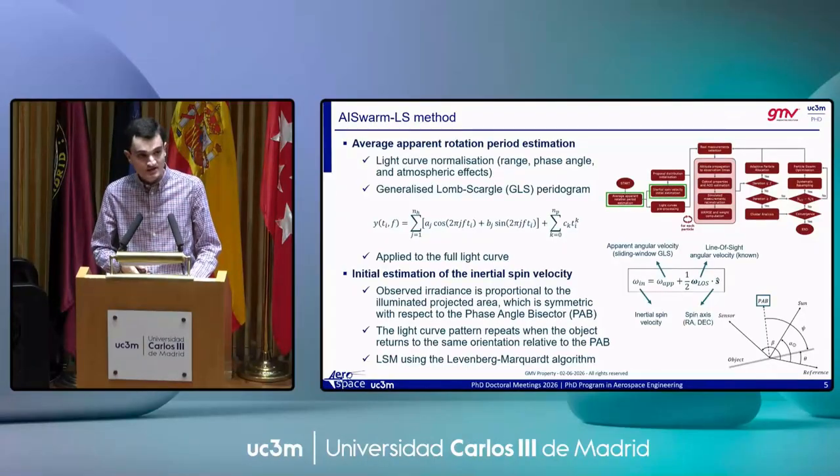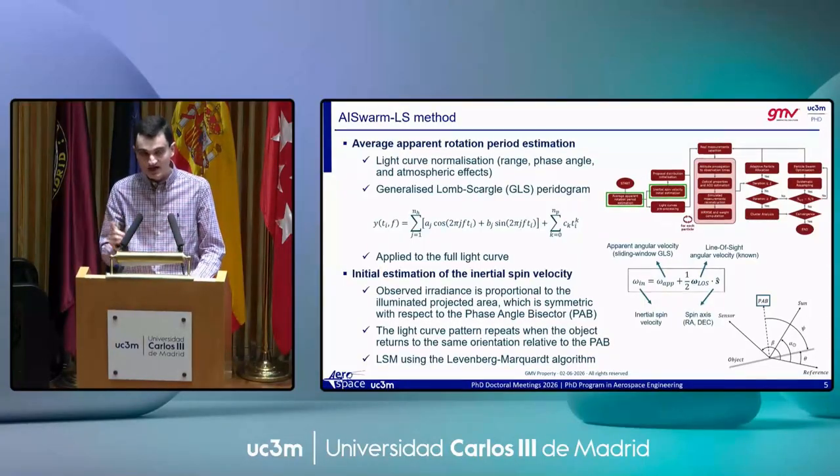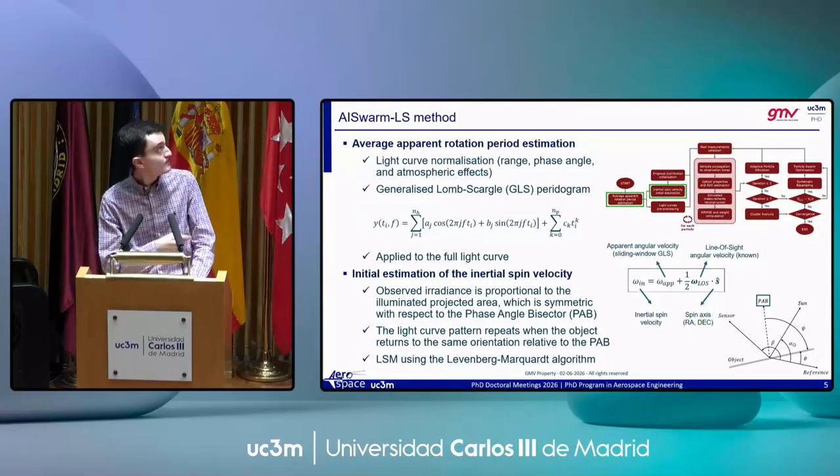The instantaneous apparent angular velocity is obtained with a sliding window applied to the light curve. And the size of the sliding window is determined from the global or average apparent period that we have computed before.